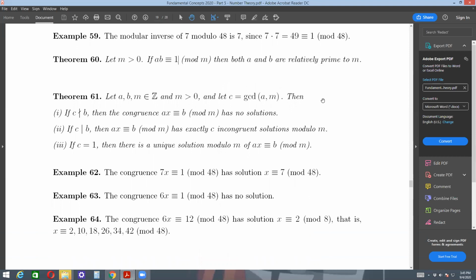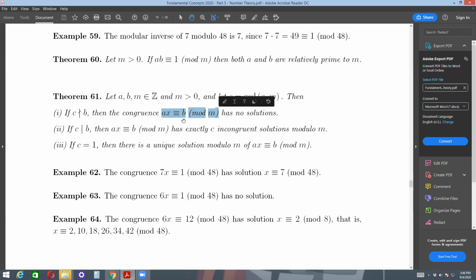All right, what we're going to look at now is congruences of this form. Basically I have numbers a, b, and m, and I want to find the value of x satisfying that. This is what theorem 61 tells you, when there's a solution or when there's no solution. So let a, b, and m be integers where m is positive and c is the GCD of a and m. Again, this is the equation you have to look at. So we're looking for the GCD of a and m.